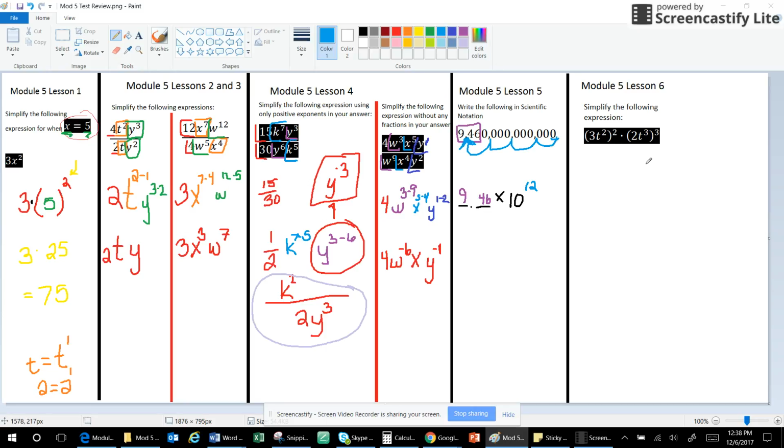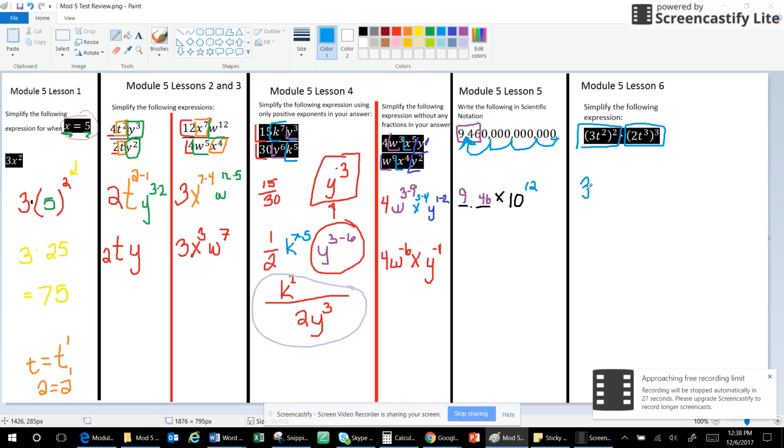Okay, so order of operations tells me I've got to take care of any parentheses first, any exponent second. I don't have anything inside the parentheses I can do, but I do have the power there. So we would do 3 squared, and then t squared squared would be, remember, you do 2 times 2. And continuing on, we would do the same thing on the next one. We continue to simplify down. We get 9t to the 4th times 8t to the 9th. We can add the exponents on the t.